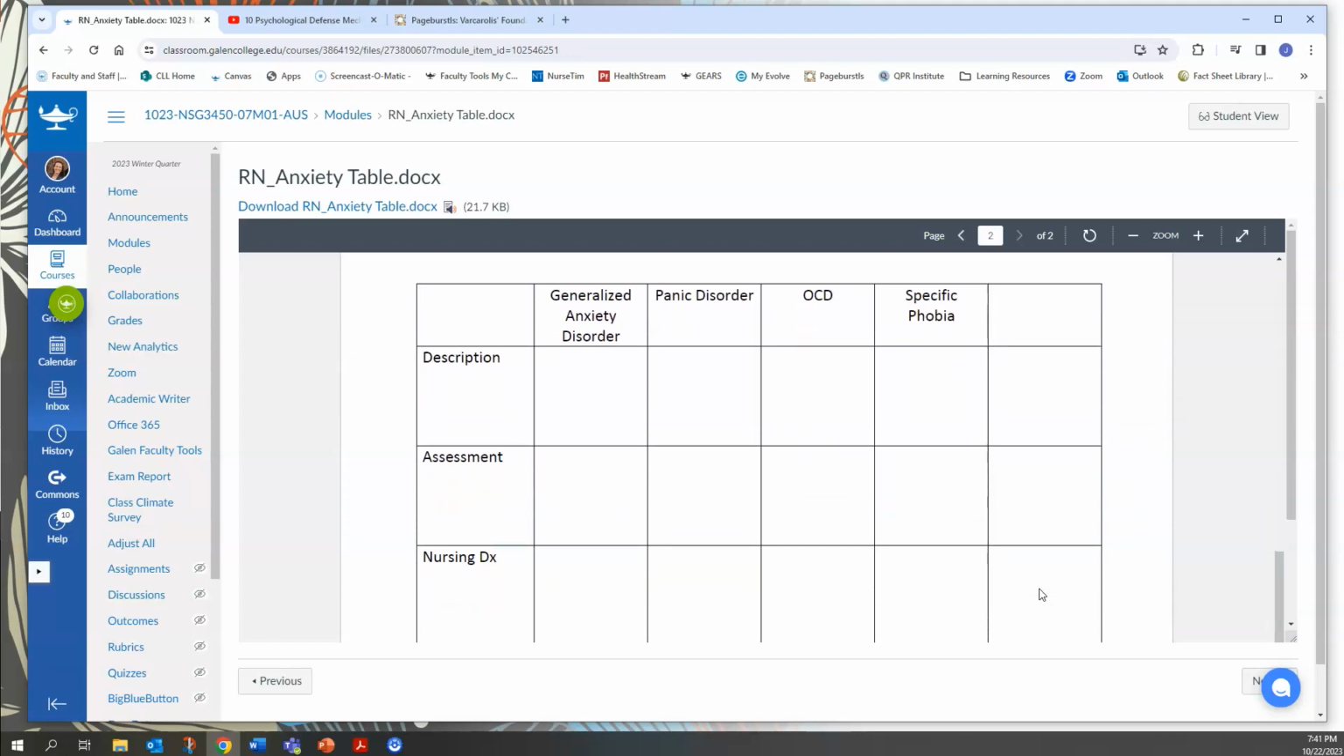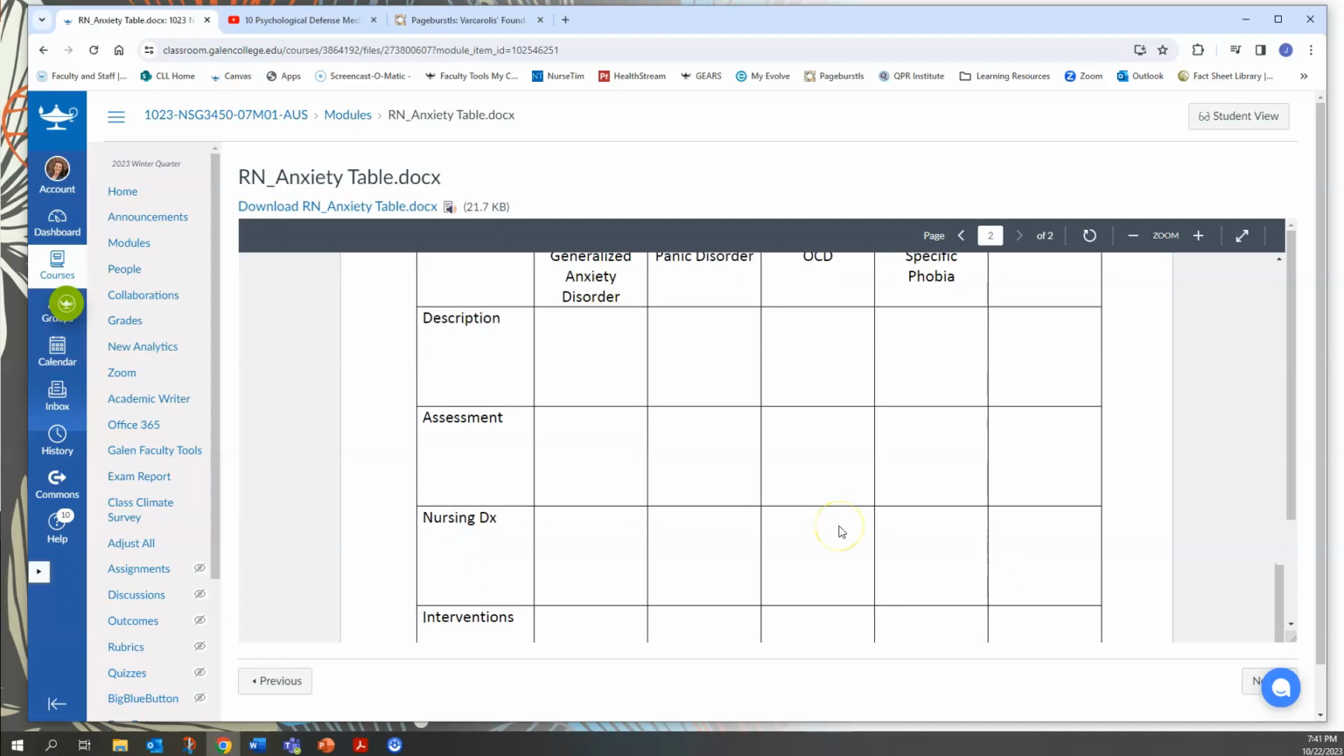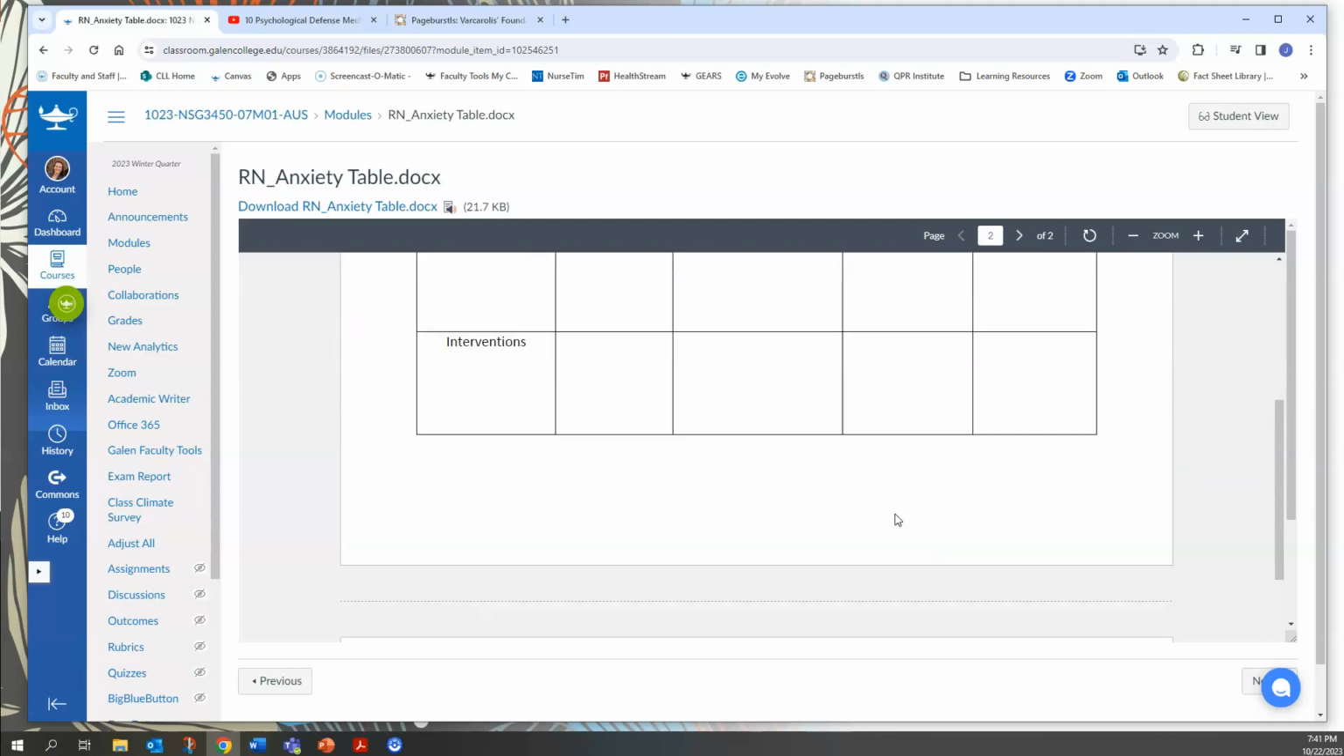The second page just talks about some different disorders: generalized anxiety disorder, panic disorder, OCD, and a specific phobia. I've left this one blank. There's a few other ones we touch on, but don't go as in depth into. That one's kind of optional if you want to add anything into that column. And just a description: how are you going to remember what this is? What are you going to think of when you're assessing your patient? What are they going to have? What would be a potential nursing diagnosis for each one? And what is an intervention we're going to have to think of when we're working with this patient?